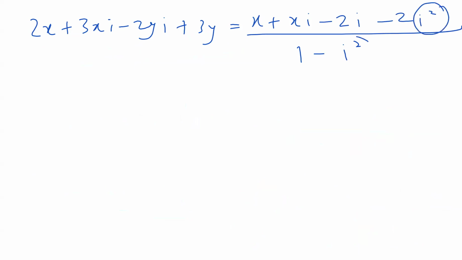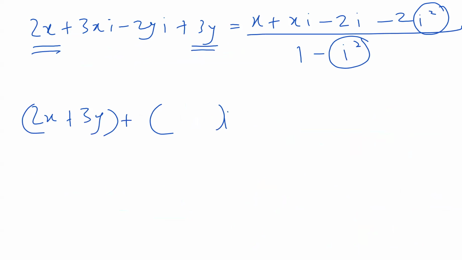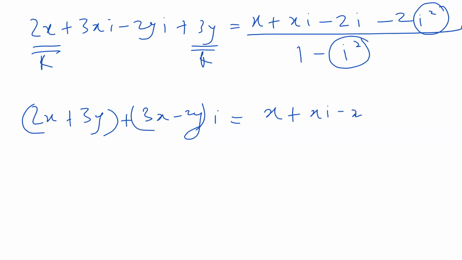Now i² being minus 1, there will be a sign change. And here 2x and 3y I will club together, because those are real parts. There is no i along with it. So it will be x + xi - 2i + 2, 1 + 1, because i² will be minus 1.